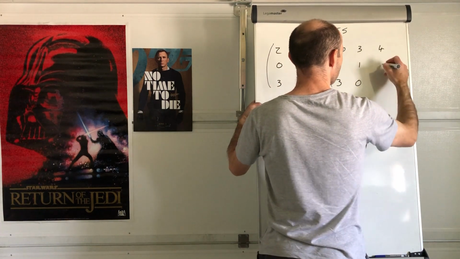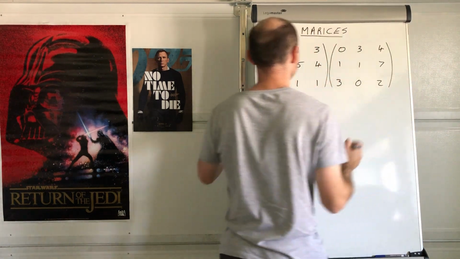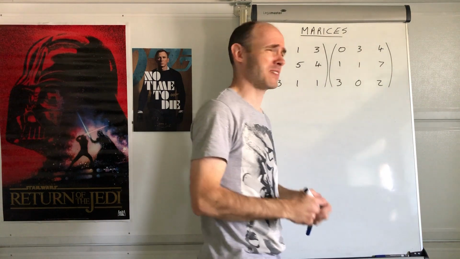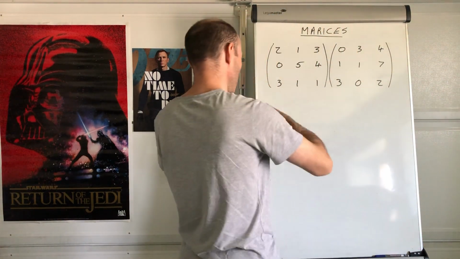Then 4, 7, and 2. I don't know, did you want a race? I mentioned race now. You're probably disappointed. I'm very slow. Anyway, those are the matrices.